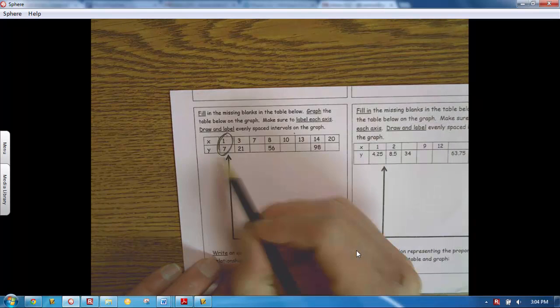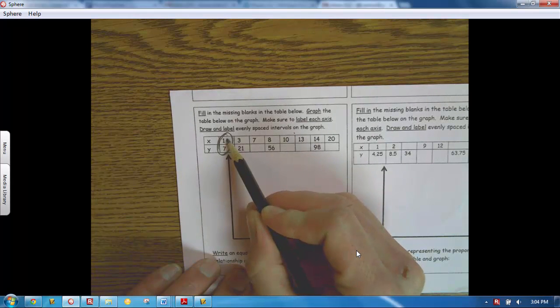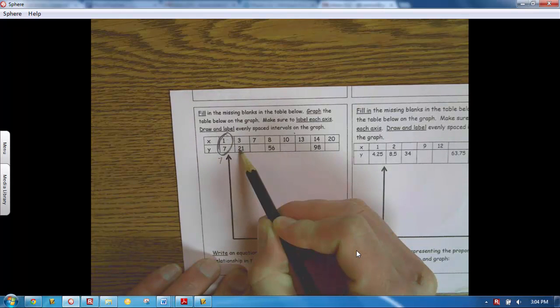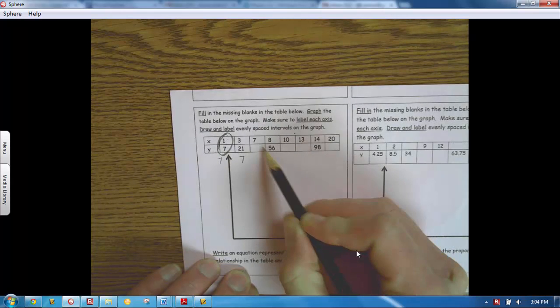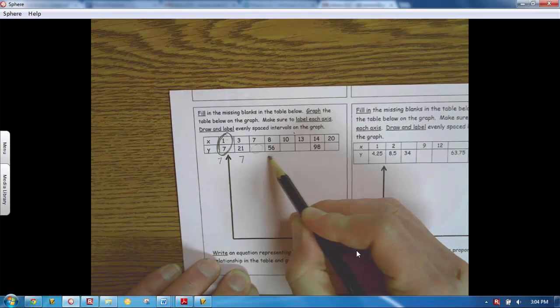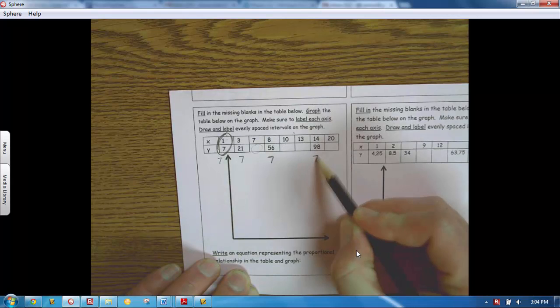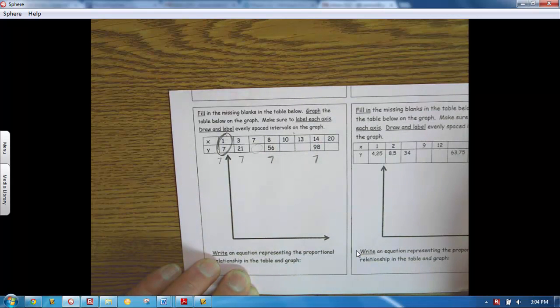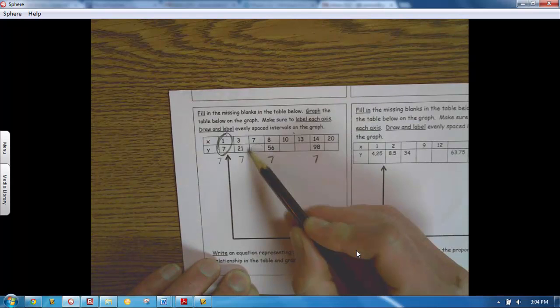We can actually check that by doing y divided by x, y divided by x. This one is blank, so we'll find that in a second. 56 divided by 8 is 7, and so on. So basically each time we move through here, y is exactly 7 times bigger than x. We can actually use that to find out my missing y's here.